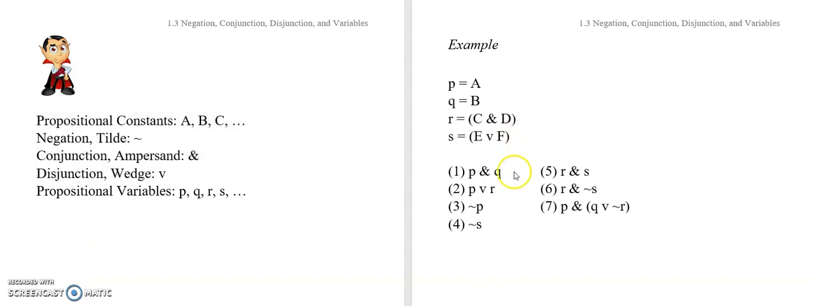So let's do an example to give you the idea. In this example, I'm trying to emphasize that these lowercase guys can stand for any combination of this stuff. So, for example, suppose the value of P was A, the value of Q was B, the value of R was C and D, and the value of S was E or F. My question for you is, can you translate these sentences into the capital letter sentences that they stand for?